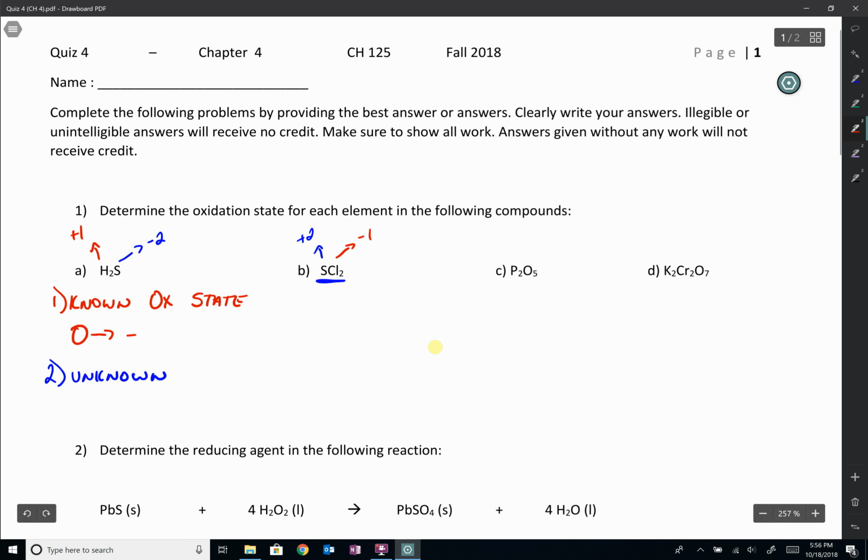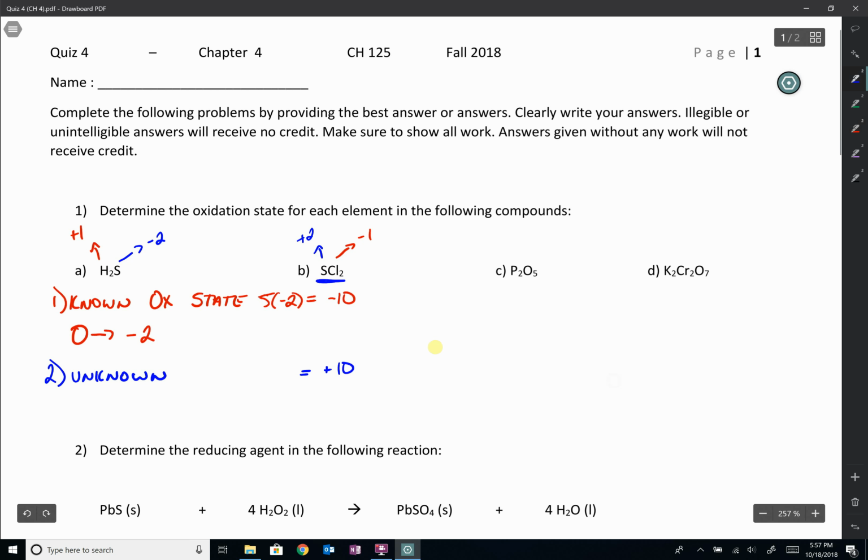Our rules say that oxygen is minus 2 unless it is a peroxide or a halogen oxide. But there are no halogens in number C, and this is not a peroxide, so we don't have any of our exceptions. We have an oxygen that's minus 2. There's 5 of them, so 5 times negative 2 is a total of negative 10 on this compound coming from the 5 oxygens, which means our unknowns have to be equal to plus 10.